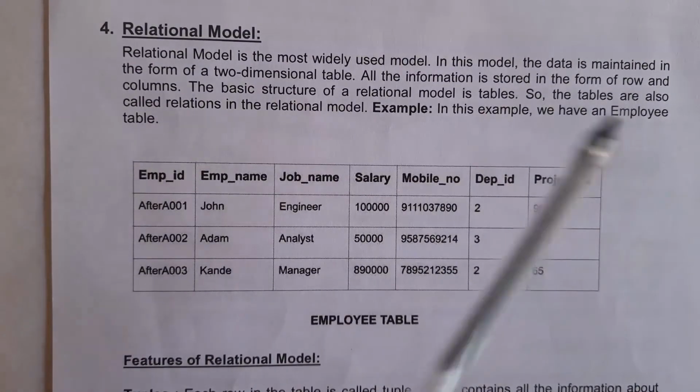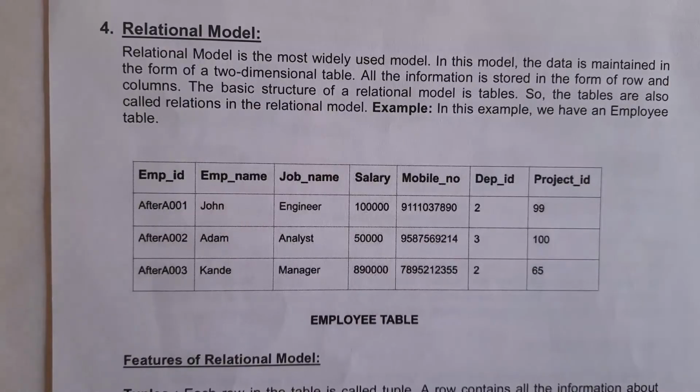So the tables are also called relations in the relational model. The relational model is nothing but data that is stored in the form of tables. Tables are nothing but rows and columns. We also call tables relations because we will store only related information. For example, in an employee table we will store only employee-related data like employee name, employee ID and so on.